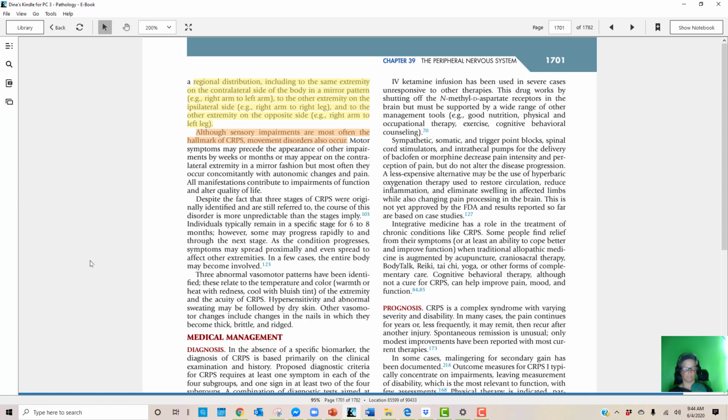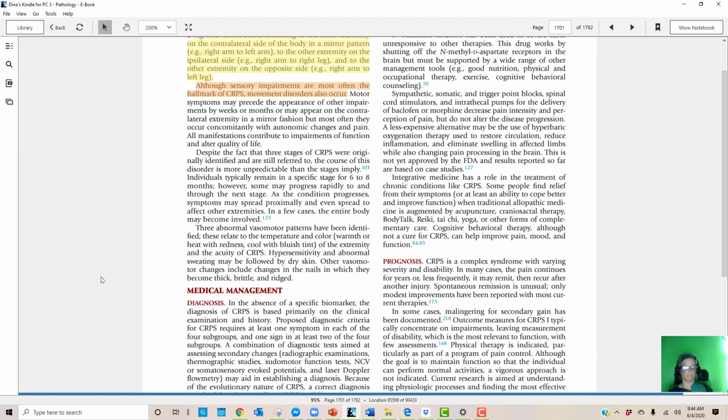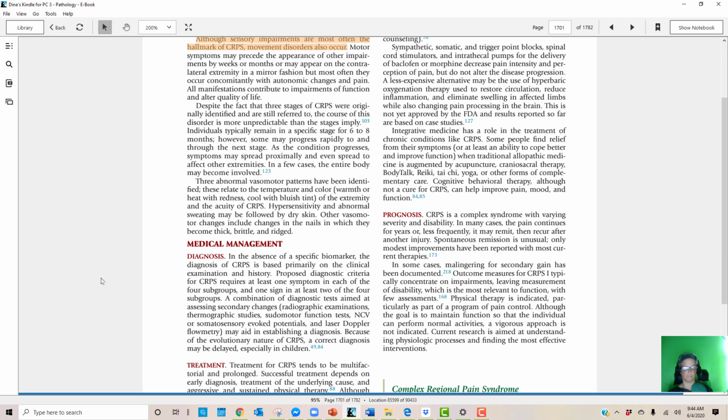Despite the fact that 3 stages of CRPS were originally identified and are still referred to, the course of this disorder is more unpredictable than the stages imply. Individuals typically remain in a specific stage for 6 to 8 months. However, some may progress rapidly to and through the next stage. As the condition progresses, symptoms may spread proximally and even spread to affect other extremities. In a few cases, the entire body may become involved.